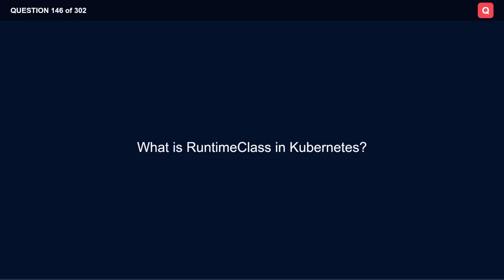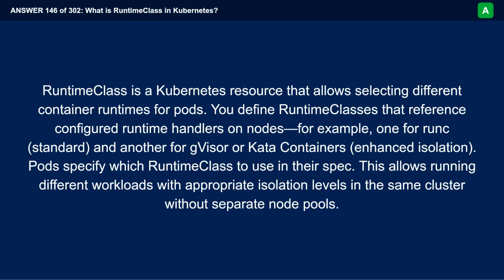What is runtime class in Kubernetes? Runtime class is a Kubernetes resource that allows selecting different container runtimes for pods. You define runtime classes that reference configured runtime handlers on nodes, for example, one for runc standard, and another for gVisor or Kata Containers, enhanced isolation. Pods specify which runtime class to use in their spec. This allows running different workloads with appropriate isolation levels in the same cluster without separate node pools.